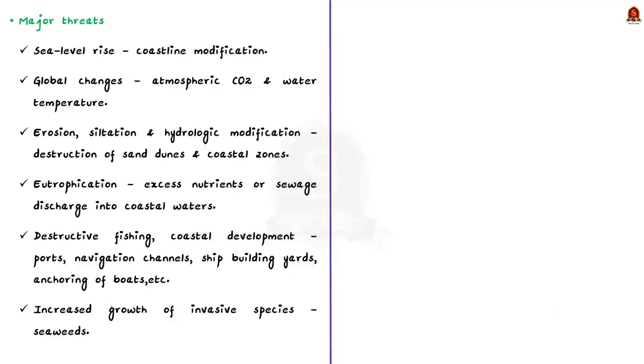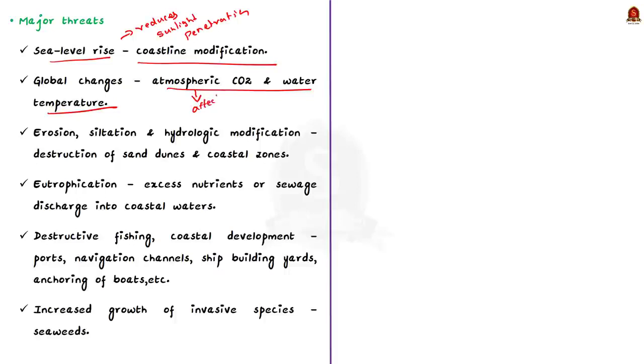threats faced by seagrass. First is sea level rise. Sea level rise causes coastal modification. Sea level rise also reduces the penetration of sunlight, thus affecting the photosynthesis potential of seagrass. The second important threat is global changes in atmospheric CO2 concentration and water temperature. See, this change in CO2 concentration and water temperature affects the seagrass negatively.